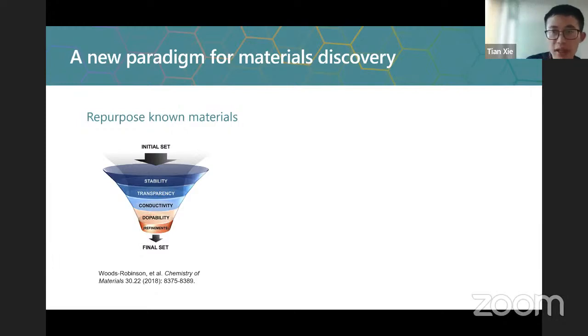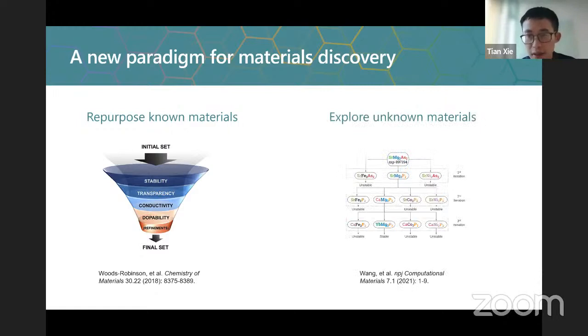So therefore, most of this high-throughput work can be thought of as really repurposing known materials for new applications. So there is an opportunity to pursue a new paradigm, where while you're optimizing for these properties you're interested in, you're at the same time exploring previously unknown materials that are potentially synthesizable and stable, but also have those good properties. This is a paradigm that we are pretty excited to pursue at MSR AI4Science.